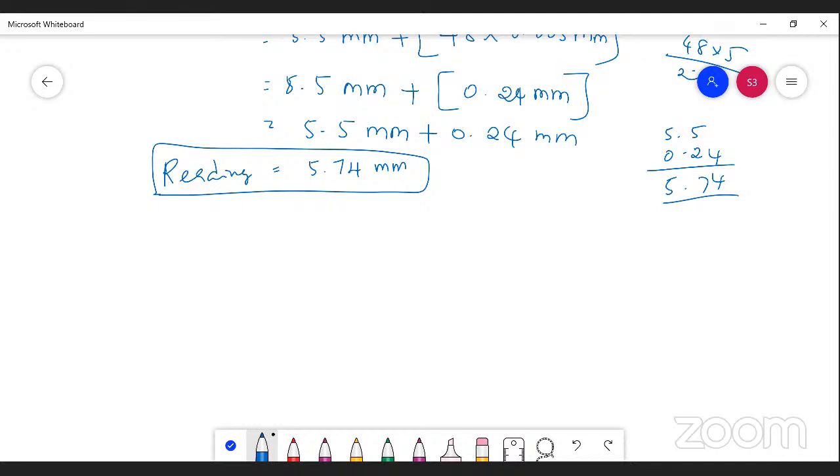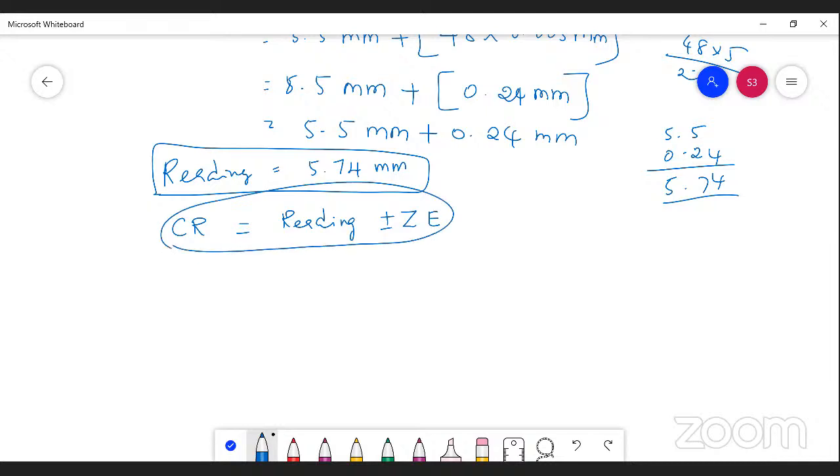What is the correct reading? The correct reading is equal to the reading plus or minus the zero error. If the error is positive, the correction is negative, so we subtract the zero error. If the error is negative, the correction is positive. So the correct reading is reading minus zero error, or plus or minus zero error. This is the general formula of correct reading.